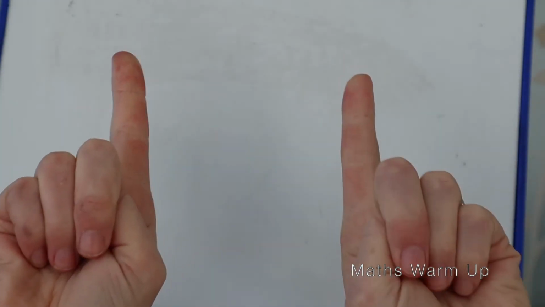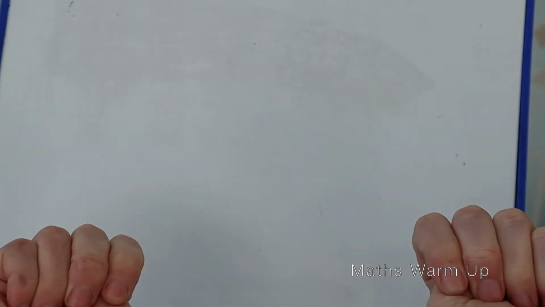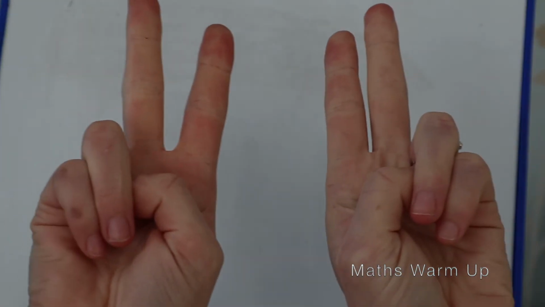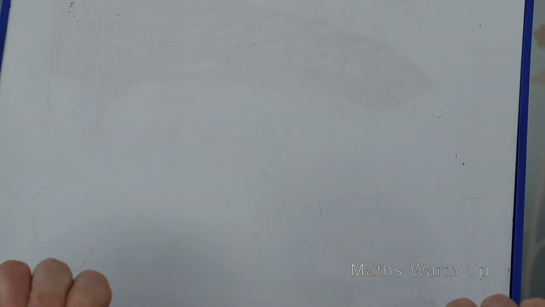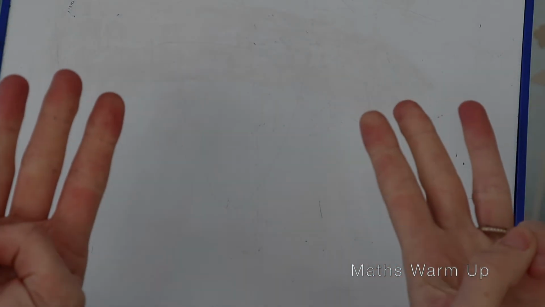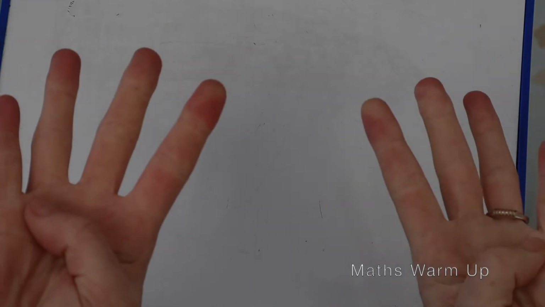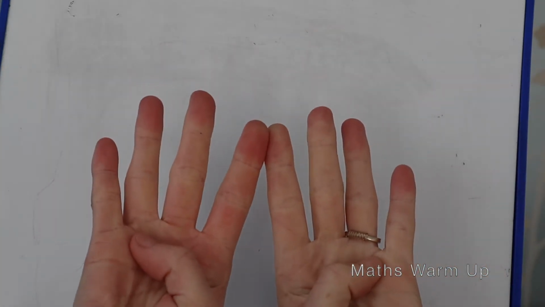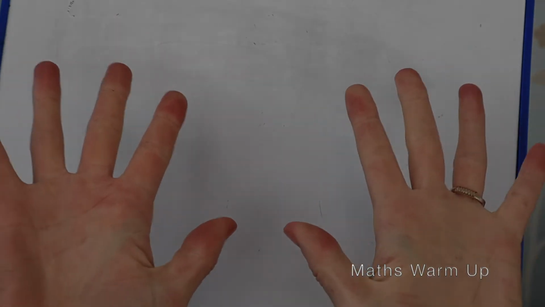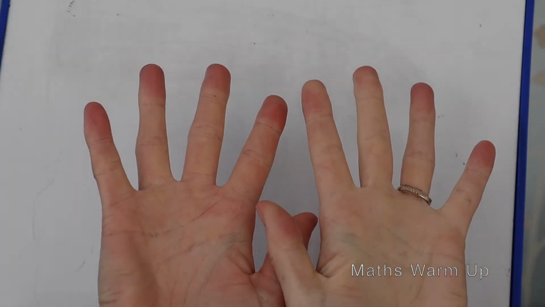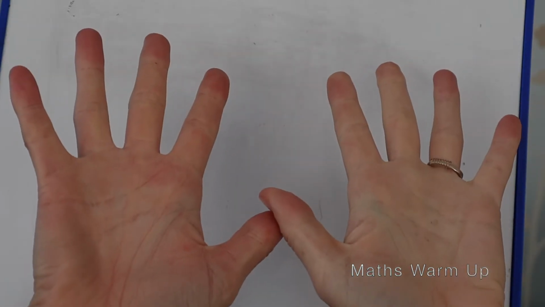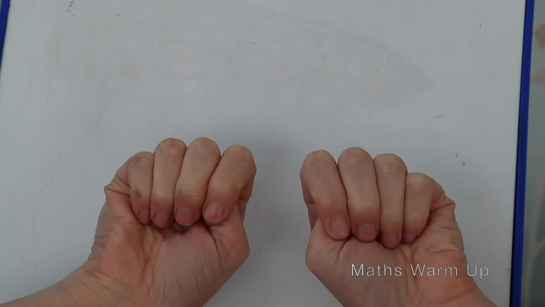Double 1 is 2. Double 2 is 4. Double 3 is 6. Double 4 is 8. Double 5 is 10. Double 10 is 20. Amazing doubling. Let's see if we can do some tripling now.